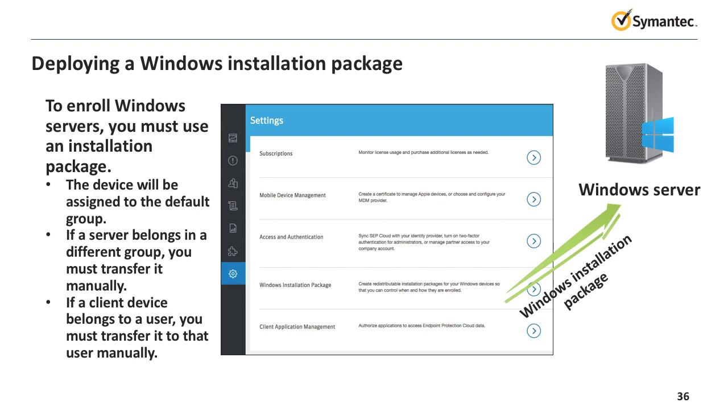You can also deploy an installation package for Windows desktops and laptops, instead of letting your users enroll these devices themselves. Please note the following. When you use an installation package to enroll a device, the device is assigned to the default group automatically. If a server belongs in a different group, you must transfer it manually. Servers are shared resources and are never assigned directly to users. If a client device belongs to a user, you must transfer it to that user manually.